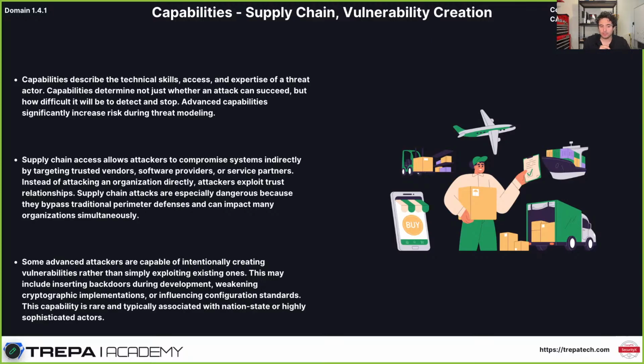Some advanced attackers are capable of intentionally creating vulnerabilities rather than simply exploiting the existing ones. And this is what we're kind of talking about with an advanced persistent threat team. They're usually the guys, the gals, the teams that create the vulnerabilities that get assigned to CVE, not a team that just rides the coattails of it.